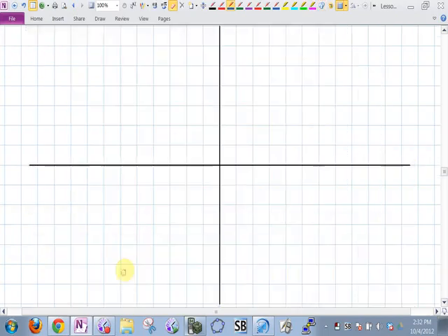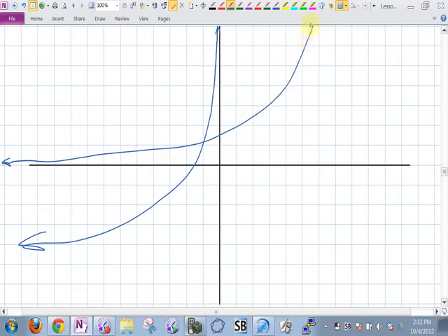asymptote. So if you reflect a logarithm over the x-axis and y-axis, you're going to have a graph that looks like this. Right? Still has a vertical asymptote, right? The domain is negative infinity up to 0. The range is still negative infinity to infinity. Whereas exponential functions have a domain of negative infinity to infinity and a range of 0 to infinity.